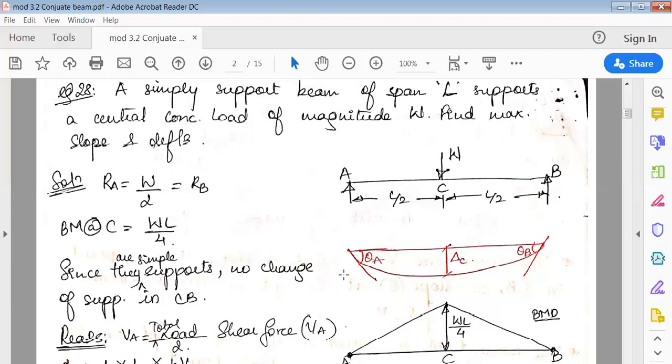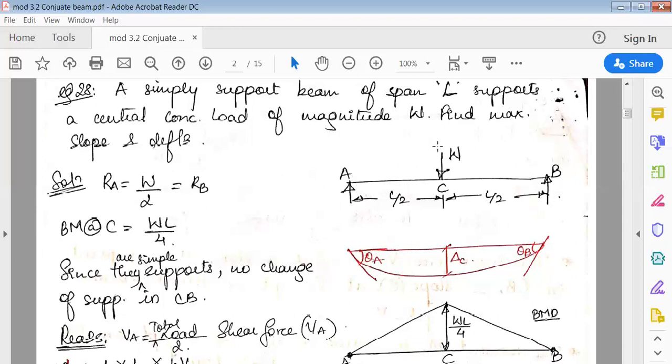So if you find theta A, because it is symmetrical, theta B would be just the opposite of that. So you're supposed to find theta A, theta B, those are slopes, and you have to find delta C, that is deflection. Okay, so the important thing here is, in this method, you have to always find the reaction forces. Always you have to find the reaction forces.